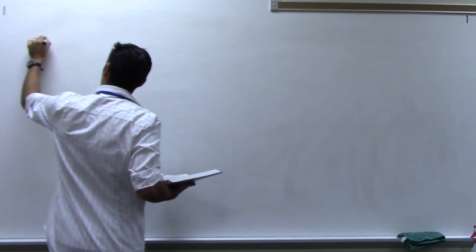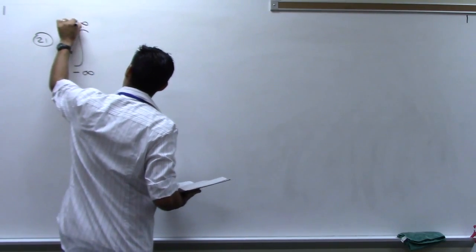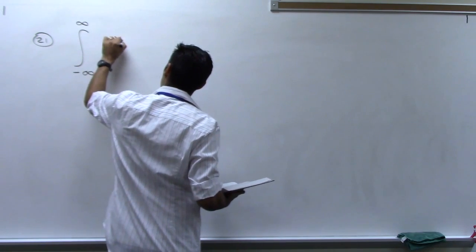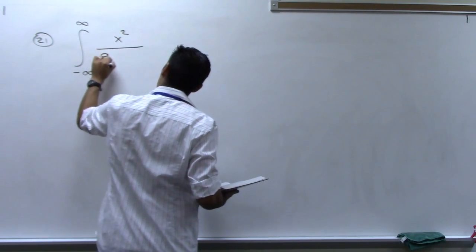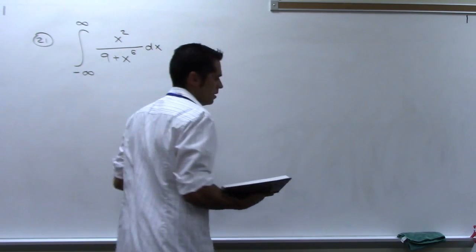I'm getting kind of burnt out on these here. Negative infinity to infinity, x squared over 9 plus x to the 6th dx.